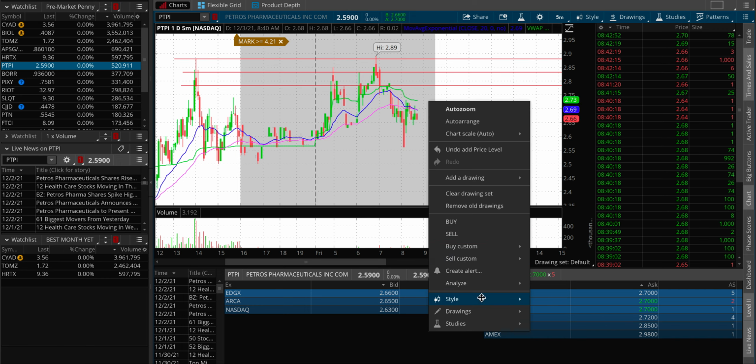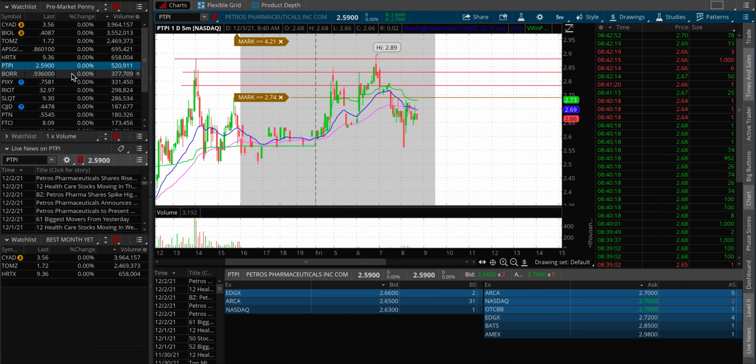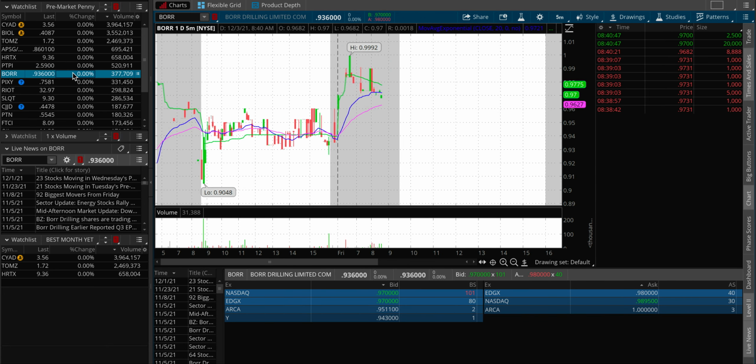This is PTPI. We've been trading this one a lot this week. Then BORR. This one we used to trade a lot in the past. It used to pop up on the scanner constantly. It's a penny stock. It's below $1, not 1 cent, but it's right below it. And those are normally fun trades because they will try to get to that $1 mark.